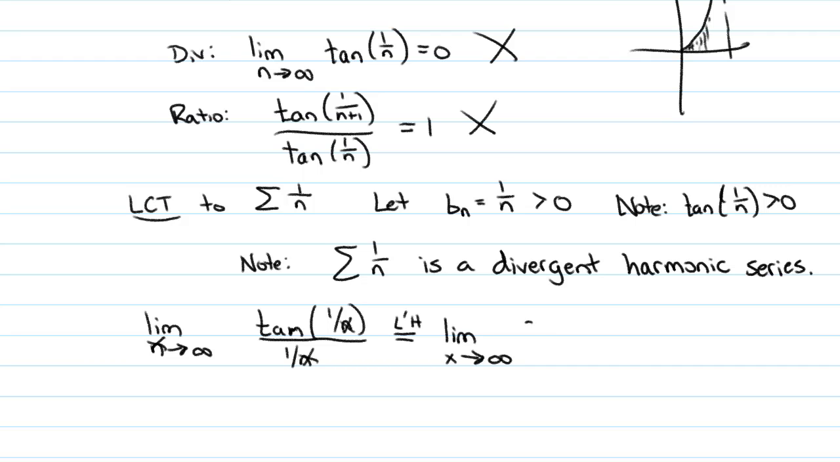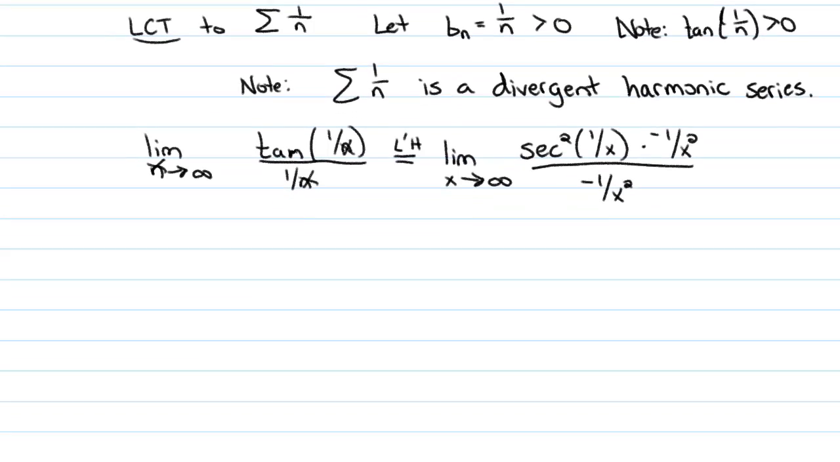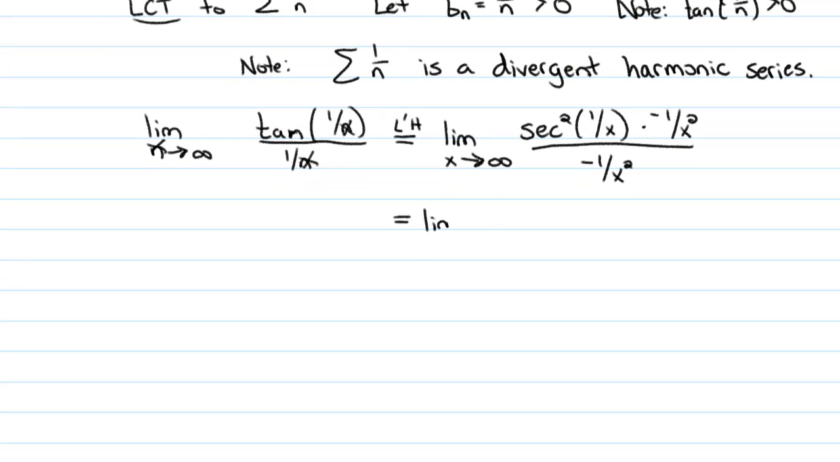The derivative of the tangent is the secant squared. The derivative of its interior is a negative 1 over x squared. Downstairs, the derivative of 1 over x is a negative 1 over x squared. And this is the limit as x goes to infinity of secant squared of 1 over x. And that'll be secant squared of 0, which is 1. Now remember, limit comparison test means to make it work, we needed that limit to become finite and positive. This is definitely finite and definitely positive.